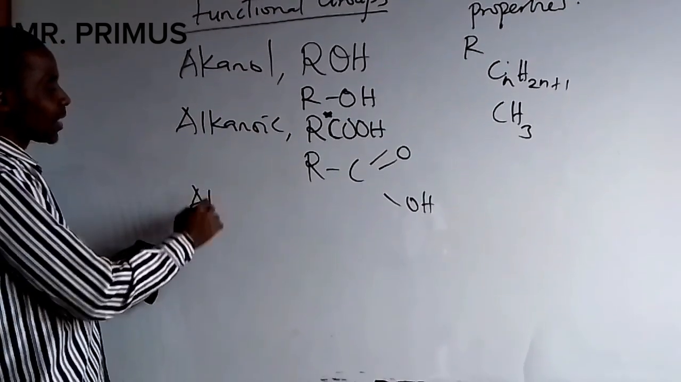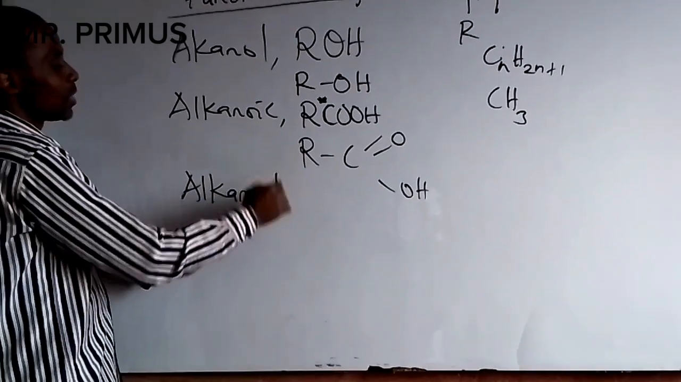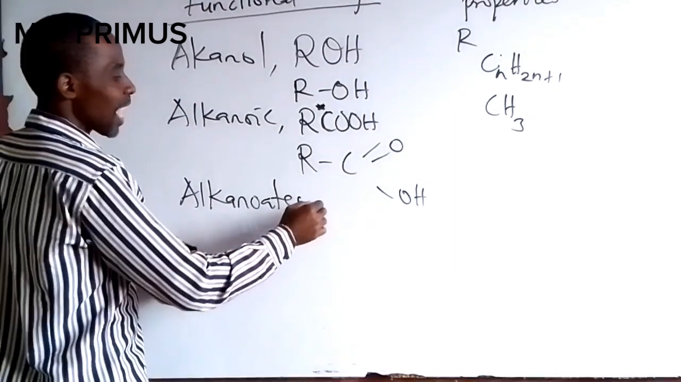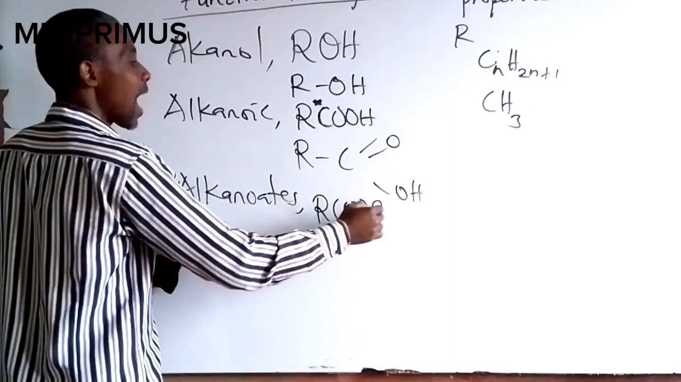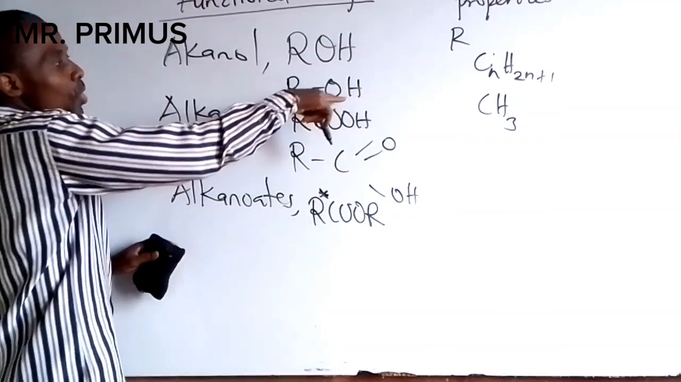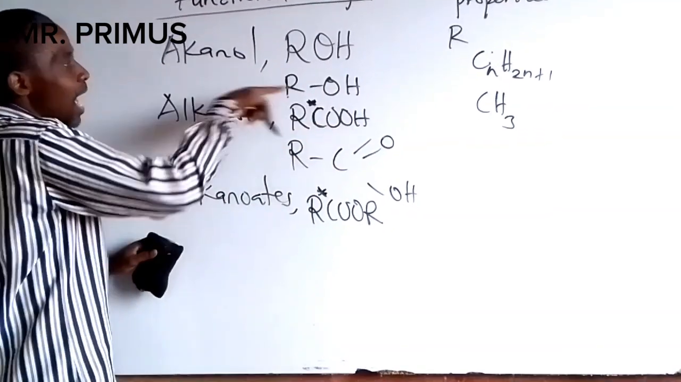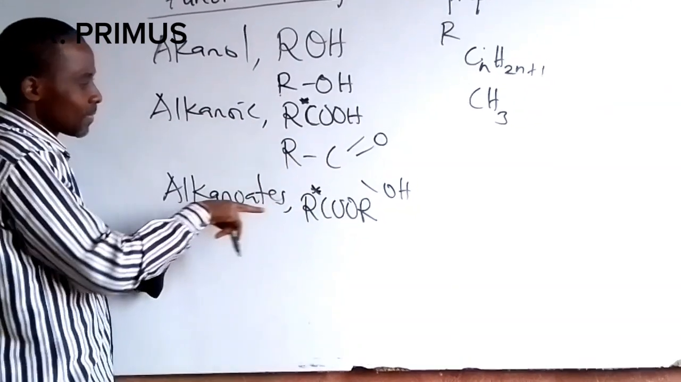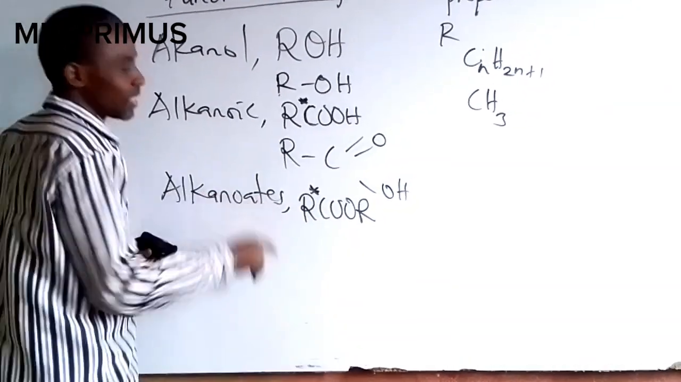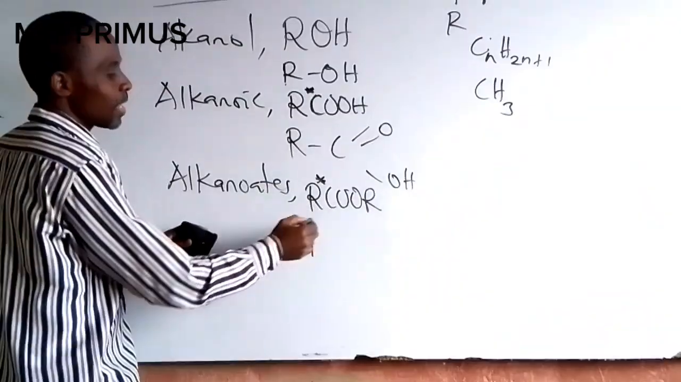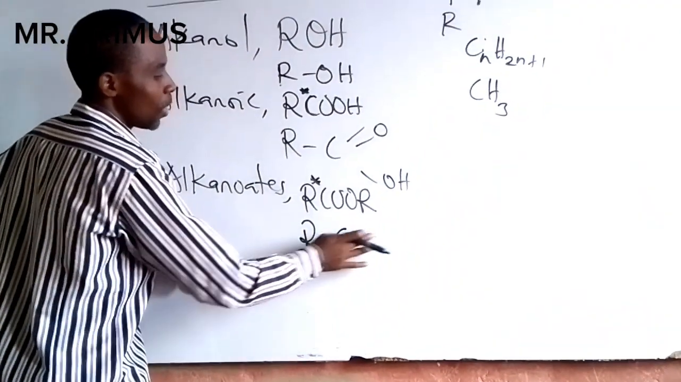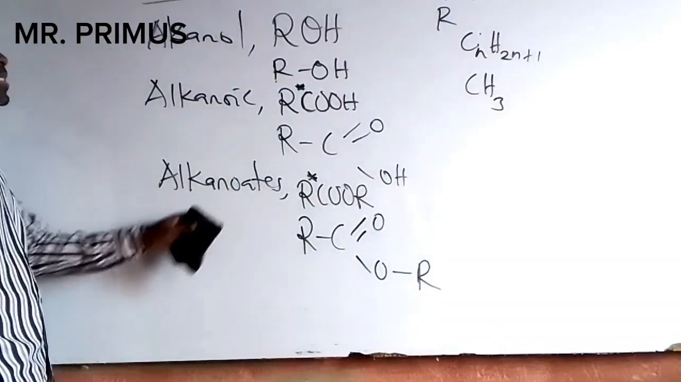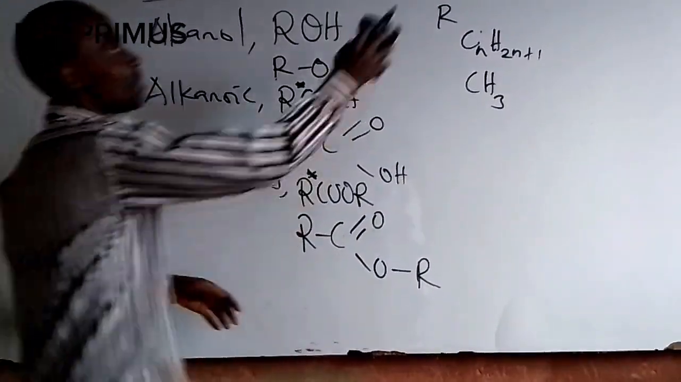Then we now go to the alkanoates. Call them the esters, formed by esterification. So it's RCOOR. Can you see it now? ROH, alkanol. RCOOH, alkanoic. RCOOR, alkanoates. So if I want to draw the structure, R, C, double bond O, O, R. Can you see they are coming out one by one like this? Let me clean this place.